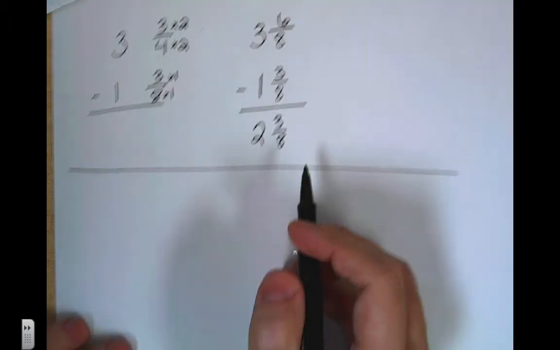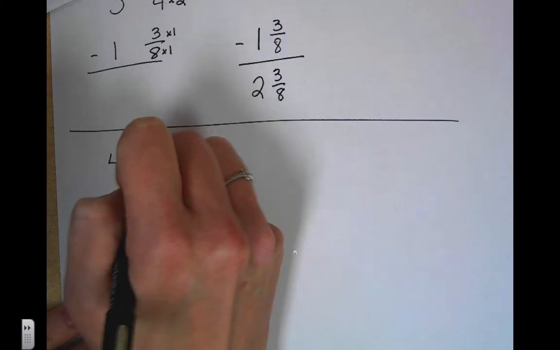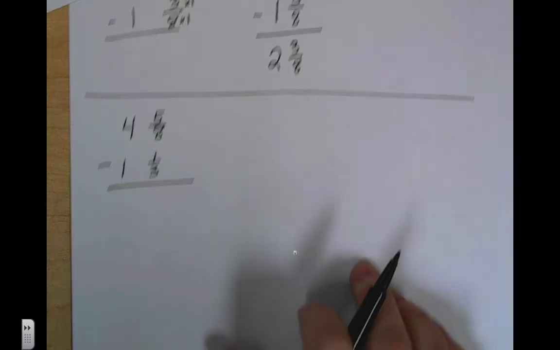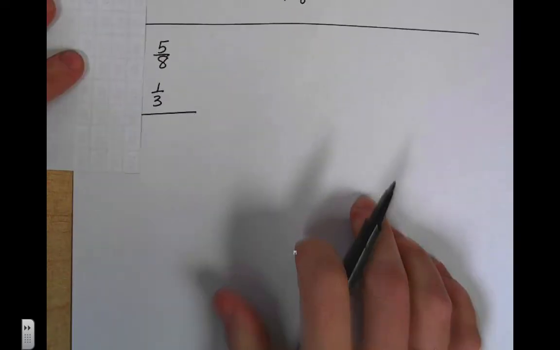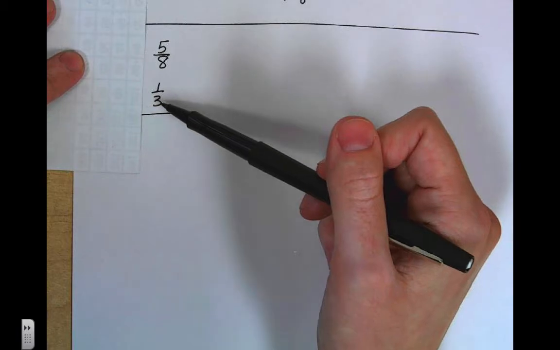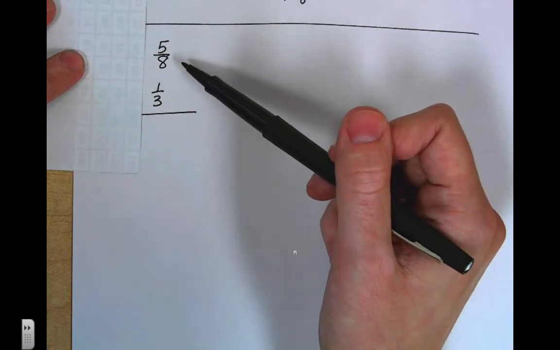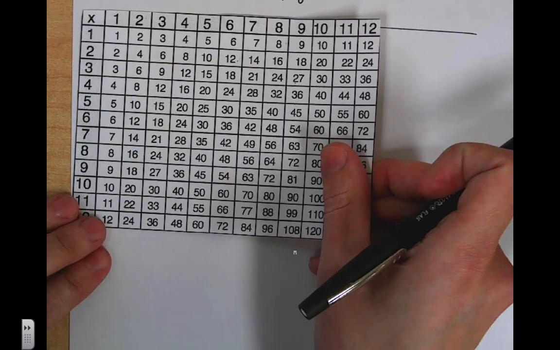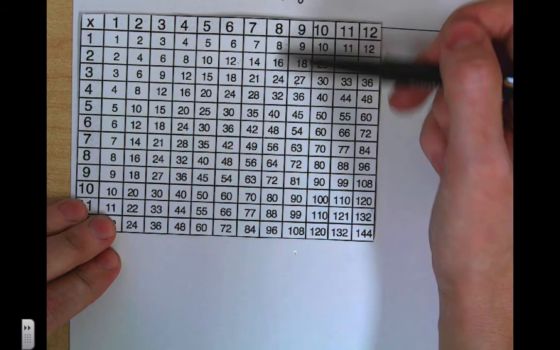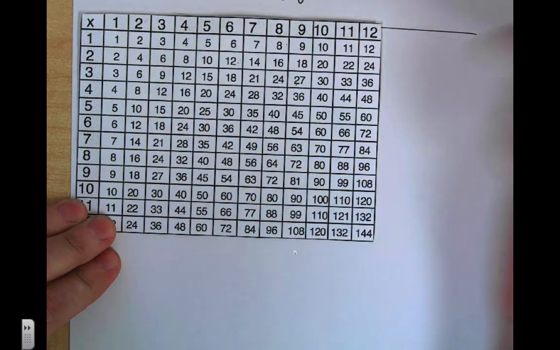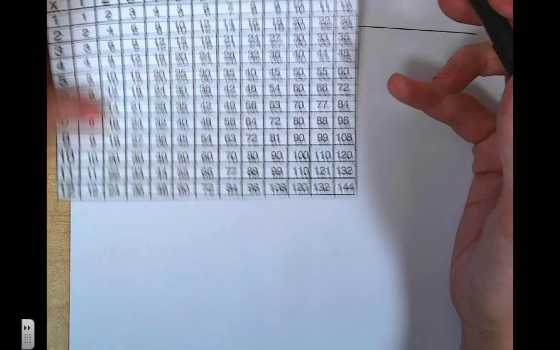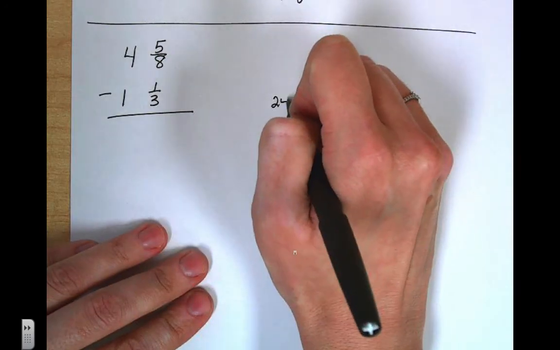All right, the next one. We have 4 and 5/8 minus 1 and 1/3. Okay, first thing again, we need to find a common denominator. And looking here, we have our 8 and our 3. You cannot take 3 times anything to get to 8, so that means we need to change both numbers. So again, if you look at your multiplication chart, in your 8's column and in your 3's column, we're looking for the number that is the same. The first one that we find that is the same is 24. So my common denominator here is 24.